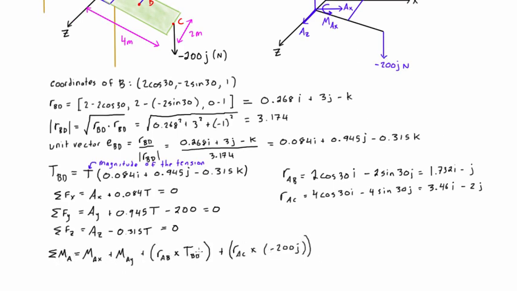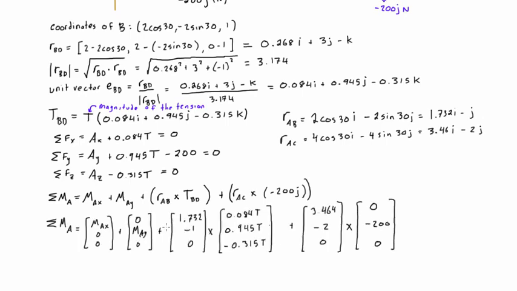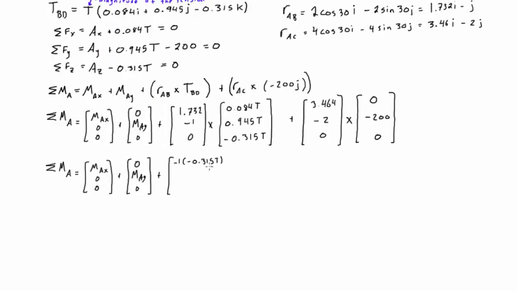Then if we just expand these out, we will get... The reason I wrote MAX like this and MAY like this is because MAX only has a component in the x direction, and same as MAY only has a component in the y direction, so that's why you're seeing them like that. Okay, so now what we need to do is expand out these second two terms and apply the cross product, so that looks like this.